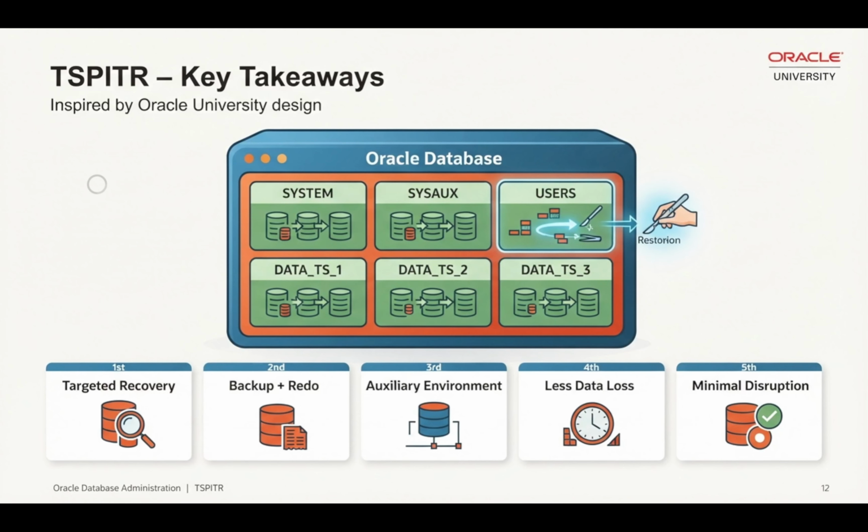Let's wrap this up. Tablespace point-in-time recovery allows us to recover selected tablespaces to an earlier point in time. Unlike database point-in-time recovery, we don't necessarily roll back the entire database. It is especially useful for localized logical errors affecting application data. RMAN uses backups, archive redo, and an auxiliary environment to perform the operation. But tablespace point-in-time recovery requires planning. You need the right backups, the required recovery information, enough storage, and an understanding of the tablespace dependencies.